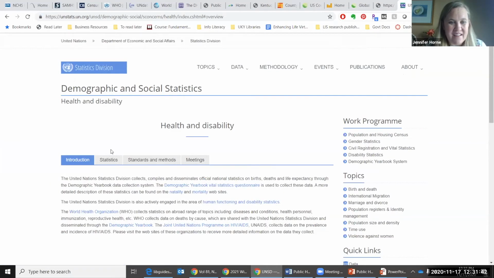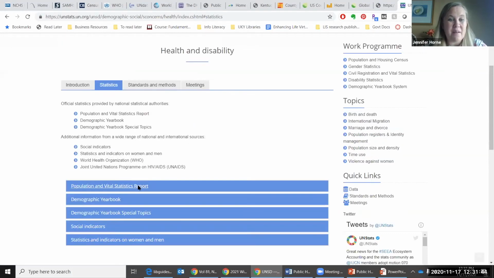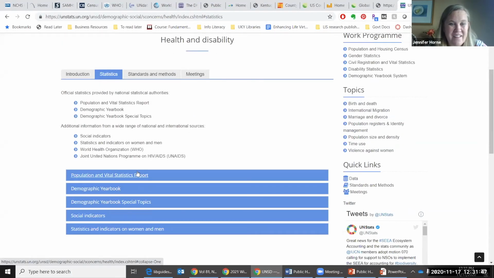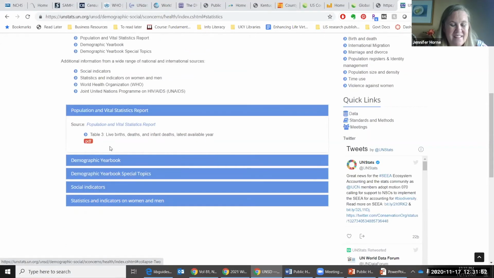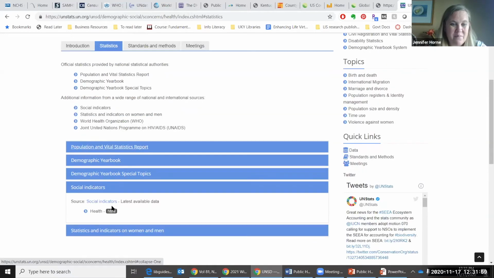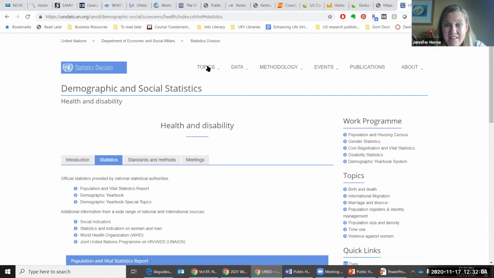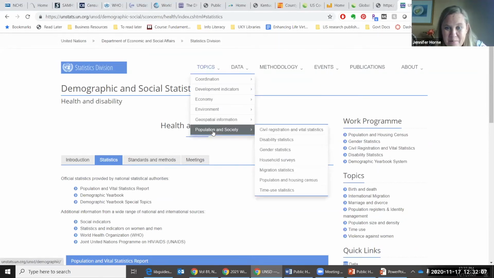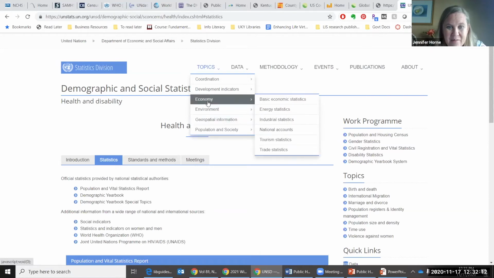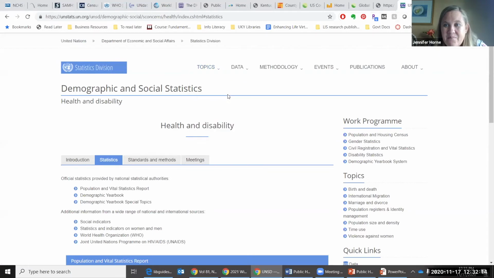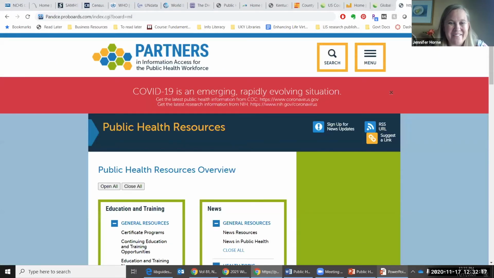This is honestly probably some of the same information that we got from the World Health Organization. Like I said, it's not necessarily the case that the UN is collecting this data, but you can definitely play around with the UN data in here as well. Like you can see in topics, the type of things that they're collecting here. But I would start with the World Health Organization before the UN.